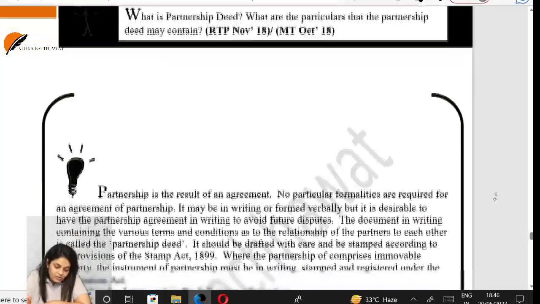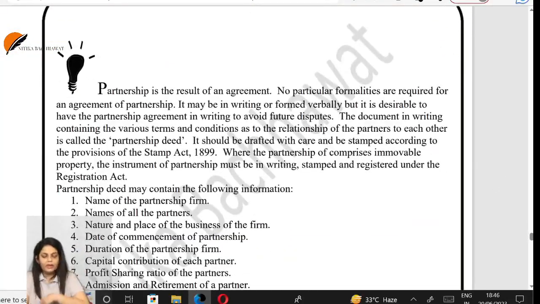Already done this. What is a partnership deed? It's an agreement. A partnership is always formed by an agreement. When the terms of the agreement are converted into writing, it's known as a partnership deed.